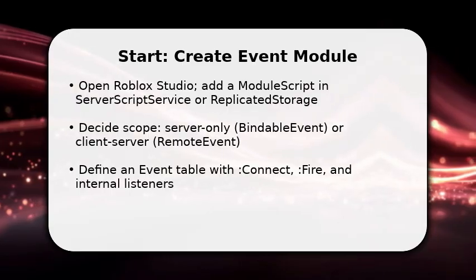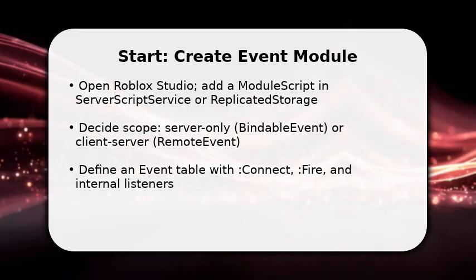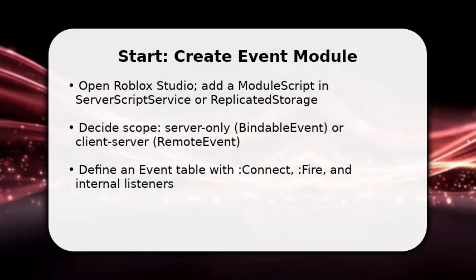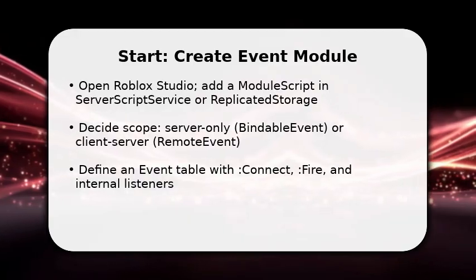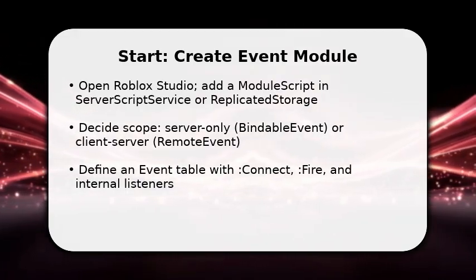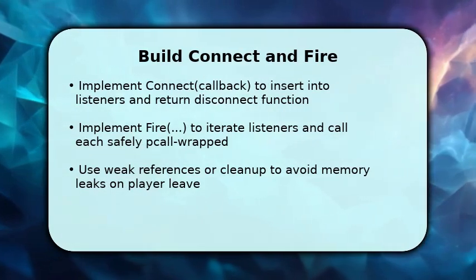You then define a table that stores listener callbacks and implement connect and fire functions so code subscribes or triggers events. Make sure to initialize listener lists immediately because an empty table prevents nil errors when firing events later in your game. You now implement the core methods, connect and fire.